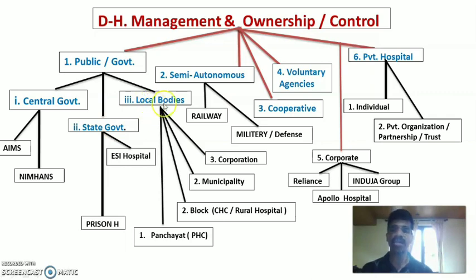Next is according to the local bodies. Public or government hospitals can be categorized into central government hospital, state government hospital, and local bodies hospital. Local bodies include panchayat. In panchayat we have a primary health center. Second is block, where we have a community health center or rural hospital. In municipality and corporation areas we have taluk headquarters hospitals, subdivisional hospitals and district hospitals, etc. Hospitals can also be categorized under local bodies.